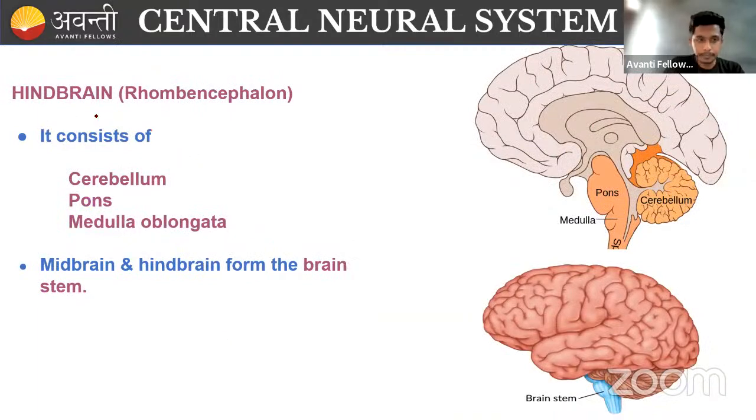All right. When we talk about the last part, that is the hindbrain, it is also called the rhombencephalon. The rhombencephalon consists of three important regions: the cerebellum, pons, and medulla oblongata. Each of these regions has its own specific control and coordination. Both the midbrain and hindbrain together are called the brain stem. You can see here, this is the midbrain and this is your hindbrain. So this is called the brain stem.